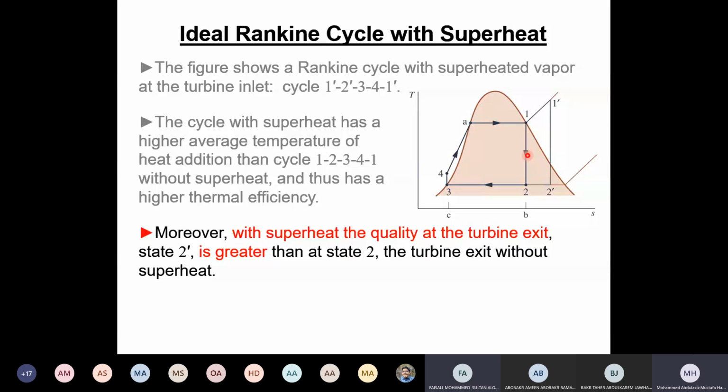Okay, remember you always forget. Did TH increase or decrease? What happens to TH? TH increases. Take the average here. TH was from A to 1, now it is from A to 1 prime. So the average has increased, right? Yes. So it means that TH has increased, which means that the efficiency is improved.